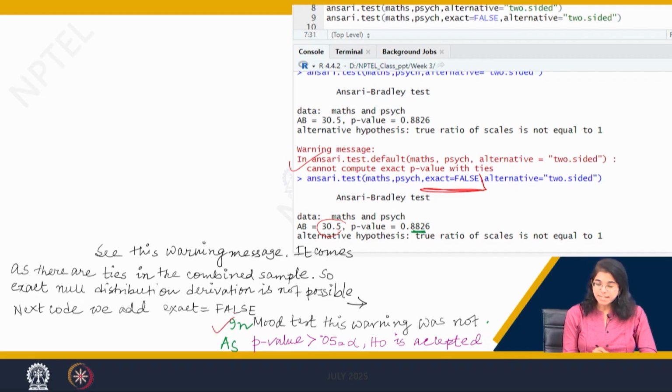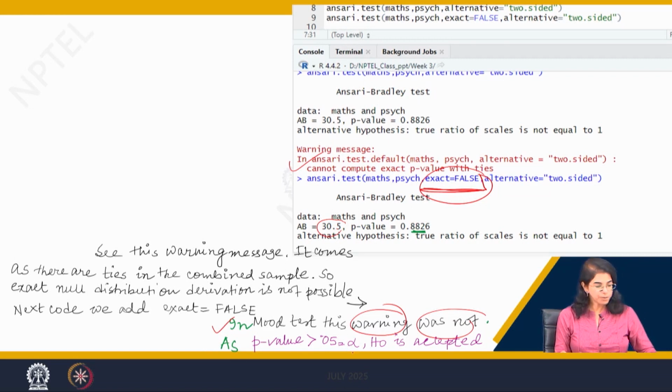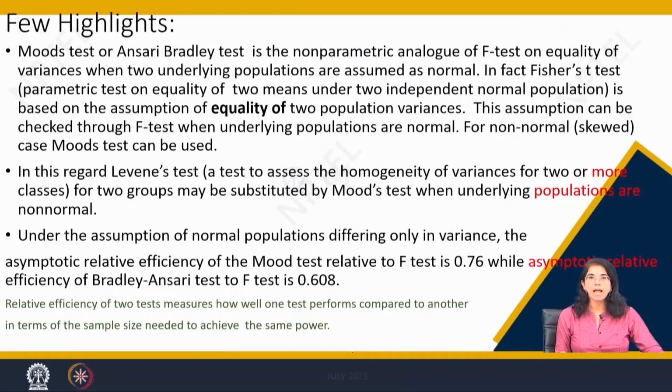So in mood test, this warning you will not find. That is another merit of mood test. Okay. So here also you will see, as p-value is greater than 0.05, H0 is accepted. So you can practice on your own and you will have the idea. There are a few highlights I would like to mention, because sometimes we get confused whether to choose mood test or Ansari-Bradley test, which one we will pick up.